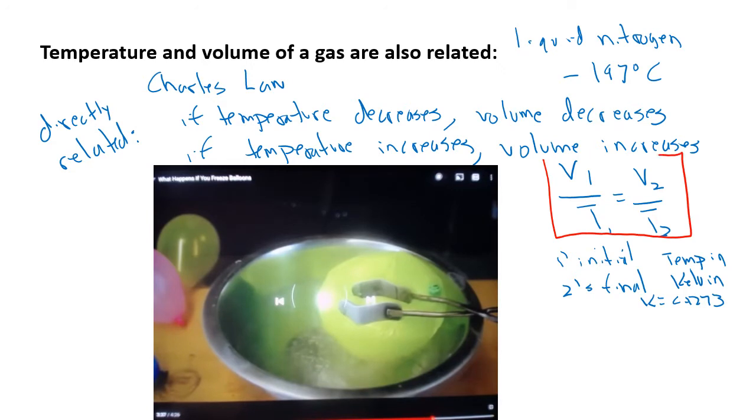How do temperature and volume relate? V1 over T1 equals V2 over T2. That's going to tell us what happens when you change the temperature of some gas. The only tricky thing: make sure those temperatures are in Kelvin. All right, with that, let's do an example.